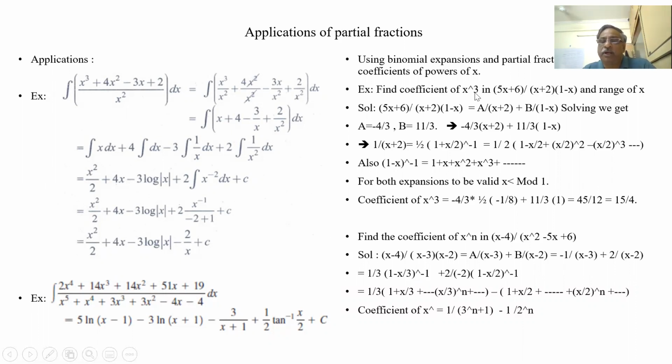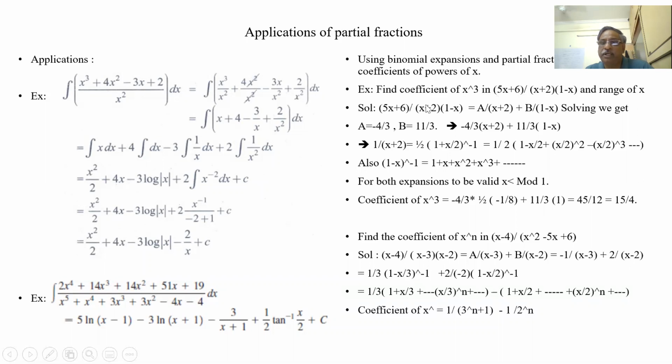Now, I want to find the coefficient of x cubed in this. Otherwise, what is the normal method? If I have to find the coefficient of x in this, what is 5x plus 6 into x plus 2 to the power of minus 1 into 1 minus x to the power of minus 1. So I have to individually expand it and see the combinations of having x cubed.